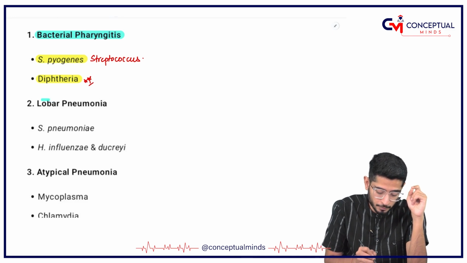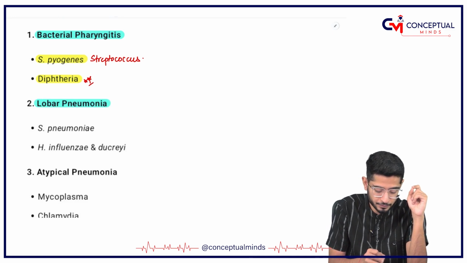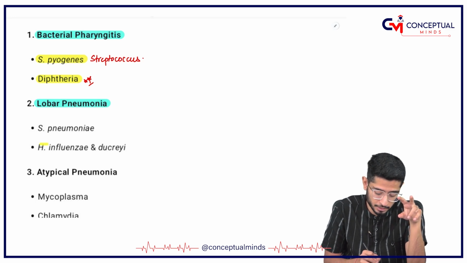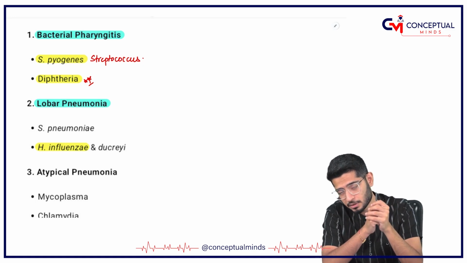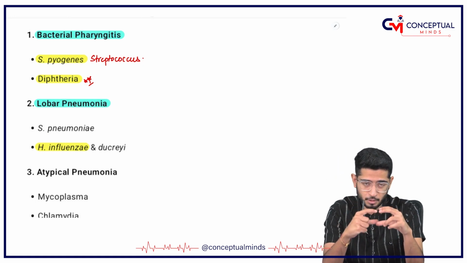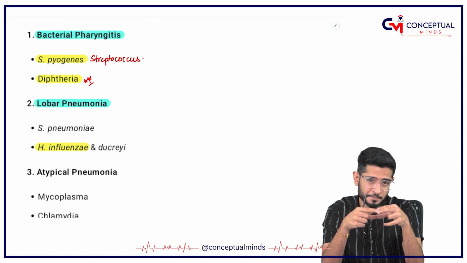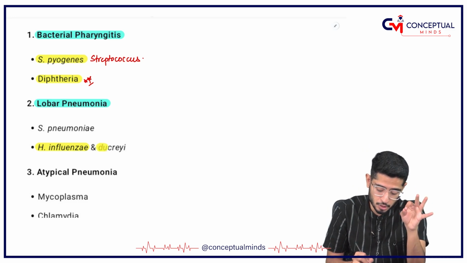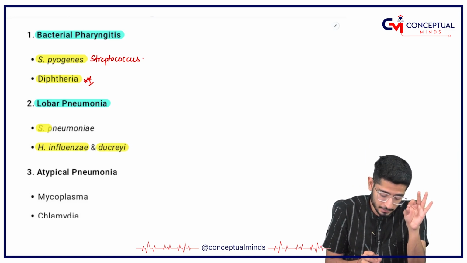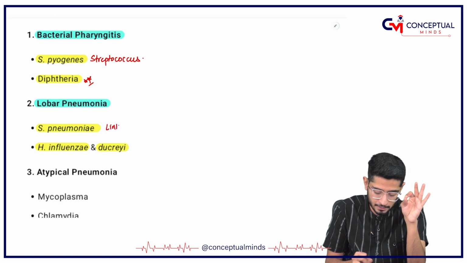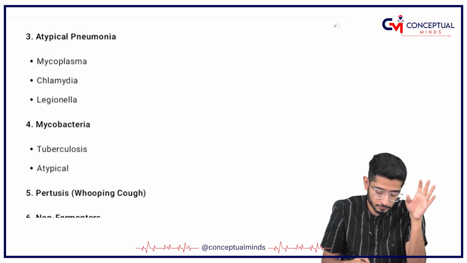Next, the topic is lobar pneumonia. The lobar pneumonia topic is going to have two important organisms, although the main organism responsible from the genus to cause lobar pneumonia is Haemophilus influenzae. But since we are discussing Haemophilus, I will teach you Haemophilus ducreyi also here. But Streptococcus pneumoniae we have already discussed, so I will provide the link when I discuss lobar pneumonia.